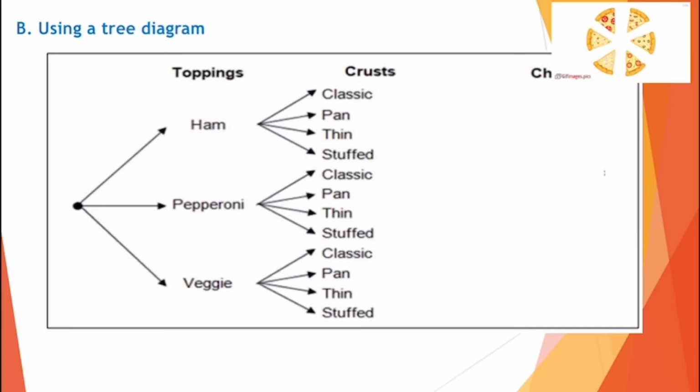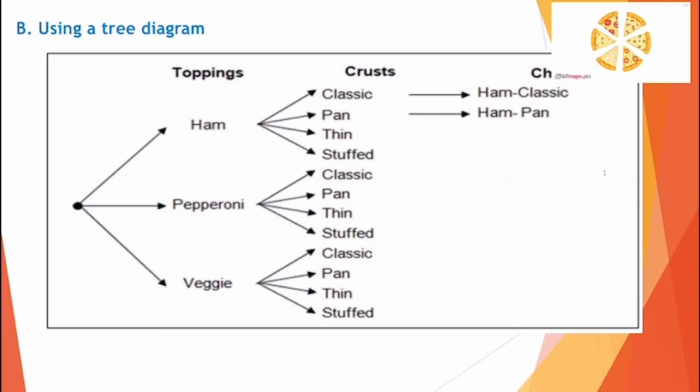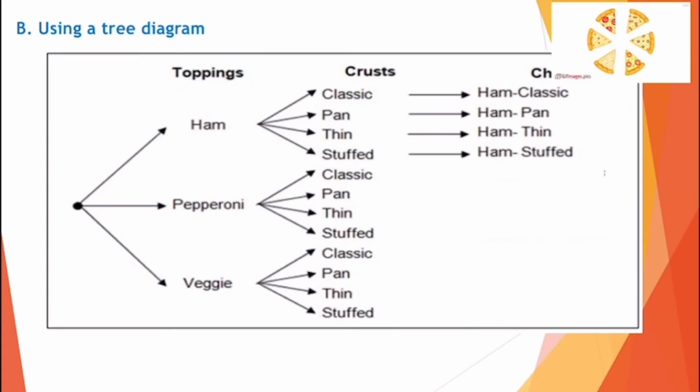If the topping is ham and the crust is classic, we have ham and classic. If the topping is ham and the crust is pan, we have ham and pan. If our topping is ham and the crust is thin, we have ham and thin crust. If our topping is ham and our crust is stuffed, we have ham and stuffed.